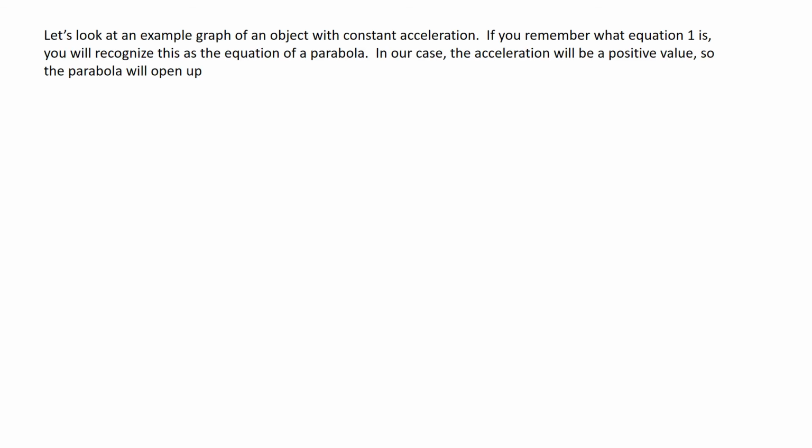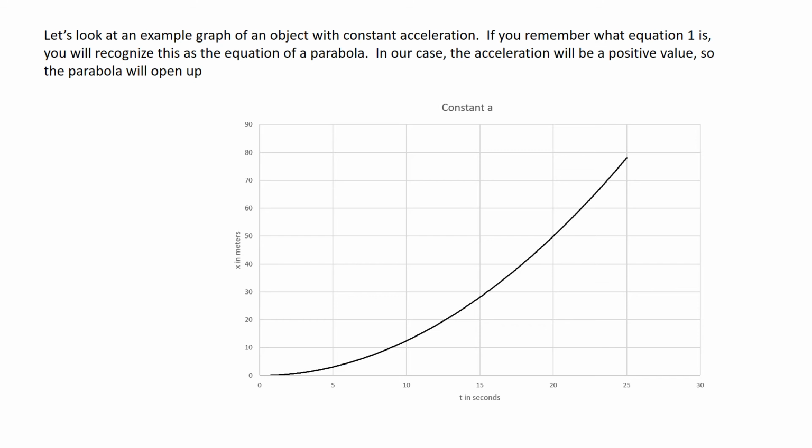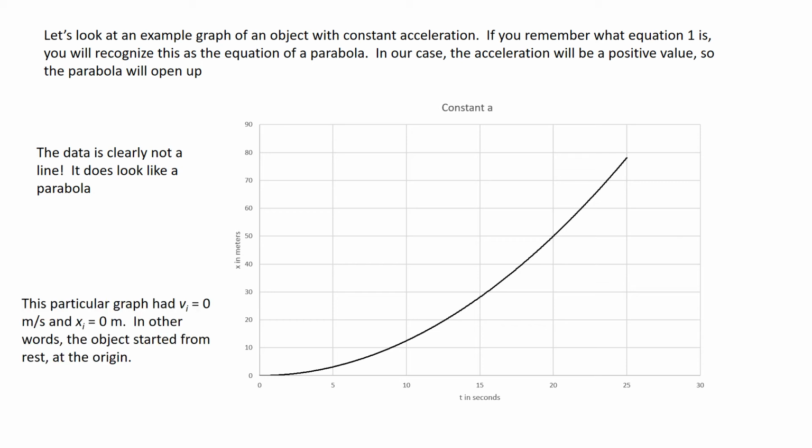Let's look at an example of a graph with a constant acceleration. Remembering what equation 1 was, it's going to be a parabola. In this case, I'm going to show you the acceleration is going to be a positive value, so the parabola should open up. Here's the graph. It looks like we start at 0 and we are speeding up. So as time goes on, we are covering further and further distances in each unit of time. It's not a line. This looks like a curve, and it does look like a parabola. In this particular graph, as I mentioned, we started with initial velocity of 0, so we started at rest, and we started at the origin.